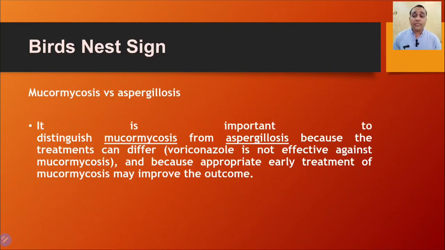Then how will you differentiate between mucormycosis and aspergillosis, because this sign might be present in both the conditions? It is important to distinguish between mucormycosis and aspergillosis because the treatment can differ, and voriconazole is not effective against mucormycosis. Because of appropriate early treatment, mucormycosis may have an improved outcome. So when we start early treatment, there might be a good outcome in the patient with mucormycosis.